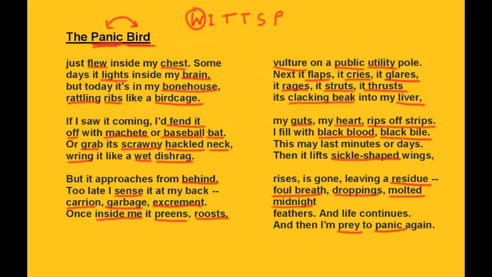Or grab its scrawny, hackled neck. Well, a scrawny, hackled neck. You know, hackled is those long neck feathers of a vulture, and again, we have vulture further up here, so that's obviously consistent with the description here. Scrawny hackled neck, wring it like a wet dish rag. Well, if you wring something like a wet dish rag, you're really twisting it. So if you did that with a bird, you're going to break its neck. So that's a fairly graphic image that the poet has put into our heads.